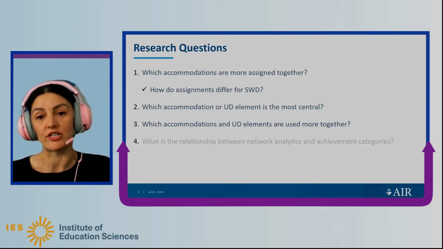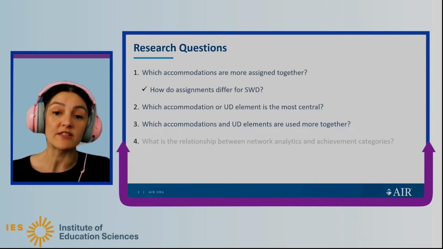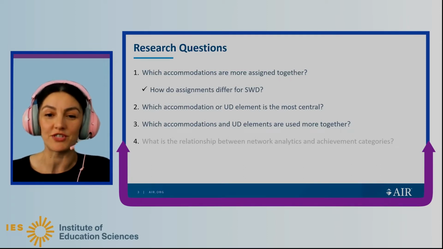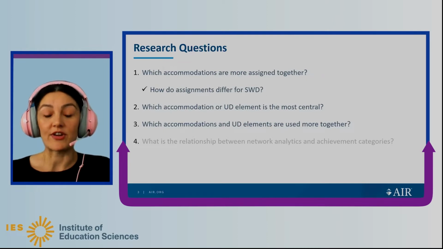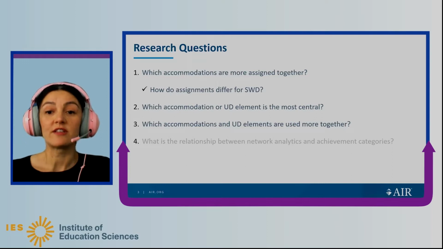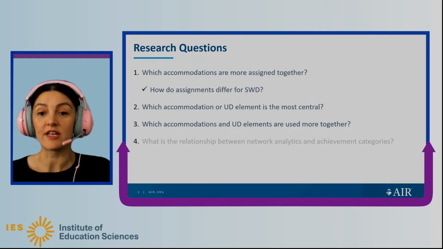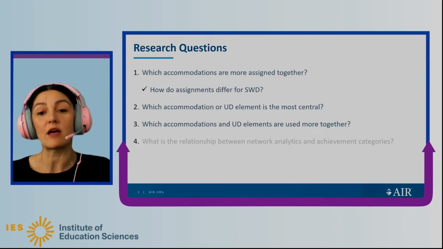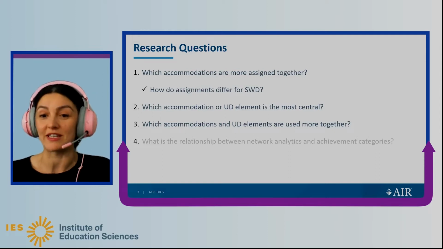In this presentation, we are specifically interested in examining the connections between those accessibility features. We will specifically address three research questions. We will examine accommodations that are commonly granted to students and if there's any differences across disability groups, as well as commonly used accessibility feature combinations.